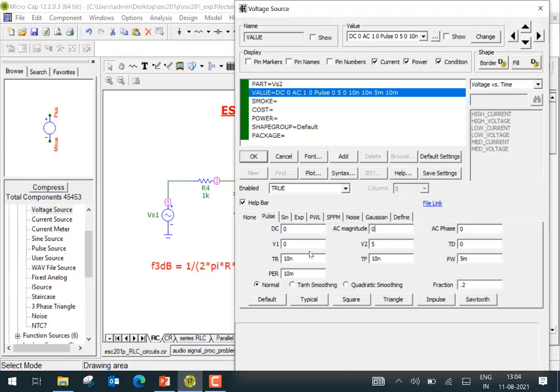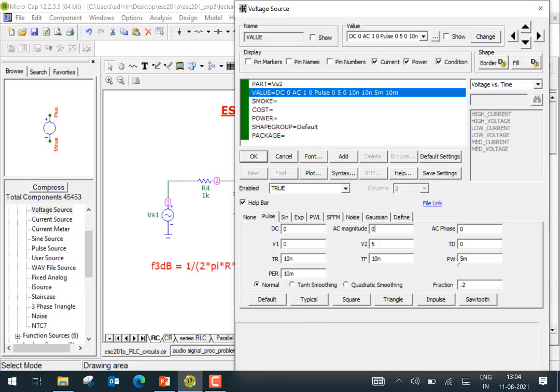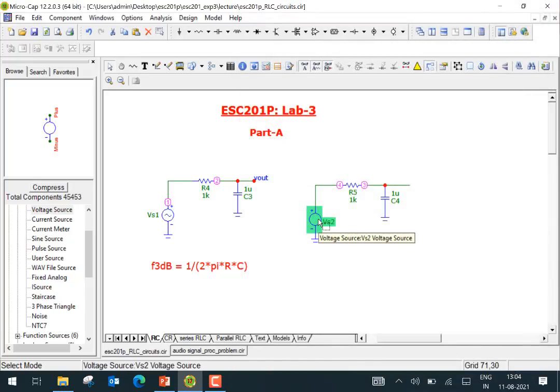We'll apply a pulse going from 0 to 5. The time delay is 0, so it will start from 0. This is the rise time, this is the fall time of the square wave. The pulse width is 5 milliseconds, and it will repeat after 10 milliseconds. So it's a periodic train of pulses with a width of 5 milliseconds repeating after 10 milliseconds. That's the definition of this voltage source.